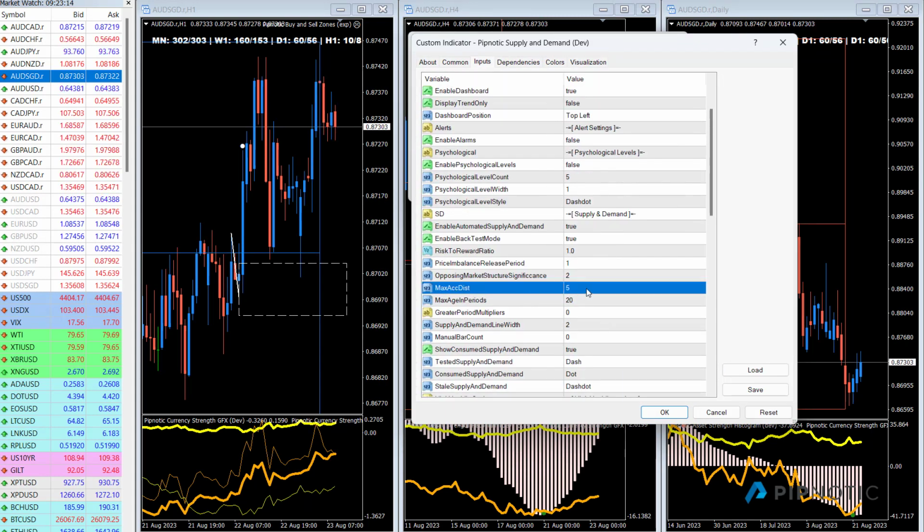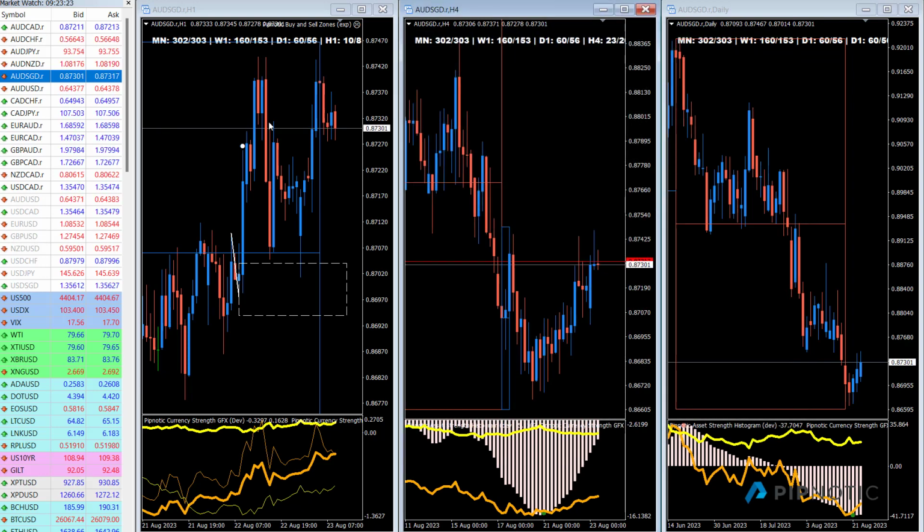Okay, got that one there. Max accumulation distribution, again this tells the software when to move the zone below the area. Yeah, and that's it, and the results are pretty spectacular.